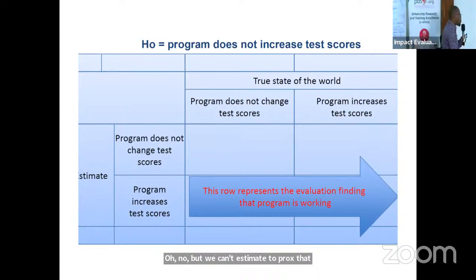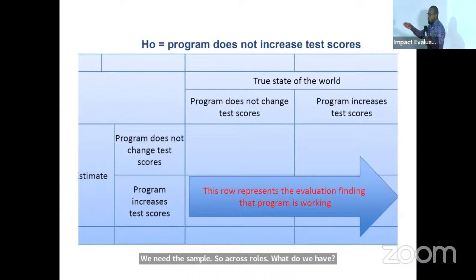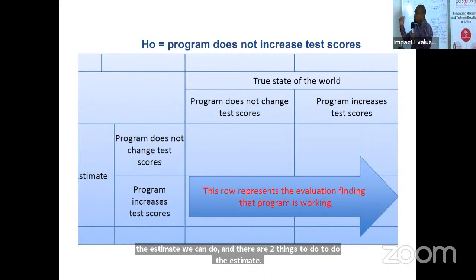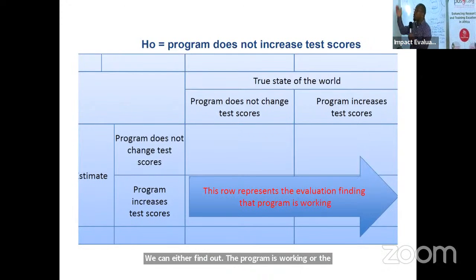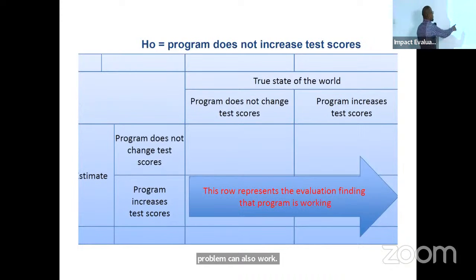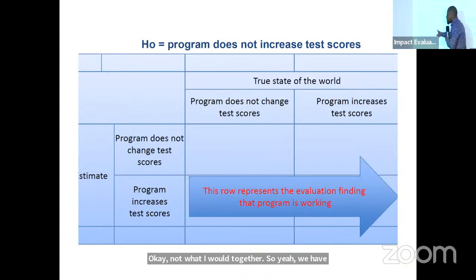So across the rows, what do we have? It is the estimate we can do. And there are two things when we do the estimate. We can either find out the program is working or the program is not what? In the true state of the world, the program can also work or cannot what? Are we together? So here we have program does not change test score. Here program increases test score. But this is the estimate of the reality of the true state of the world. And what do we have on this row? It is exactly like this column, right?